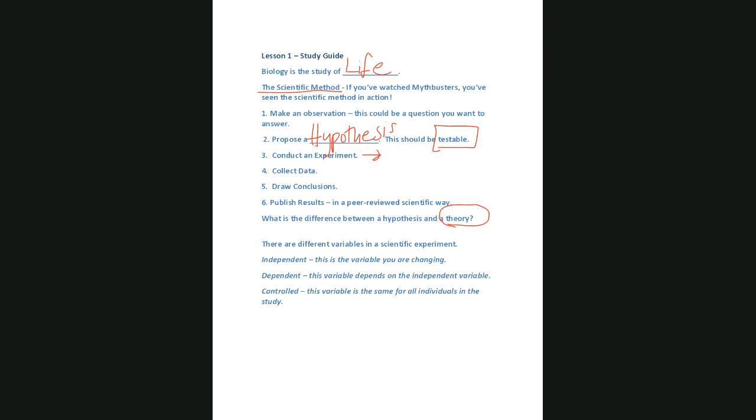Now, I want to specifically talk about different types of variables for scientific experiments: independent and dependent variables. Let's talk about those first. The independent variable is the variable that I am changing as a scientist in the experiment, the one that's being manipulated or changed. So in this case, the batteries would be my independent variable. The dependent variable depends on the independent variable. So the dependent variable is, does the light come on or not? That's the dependent variable.